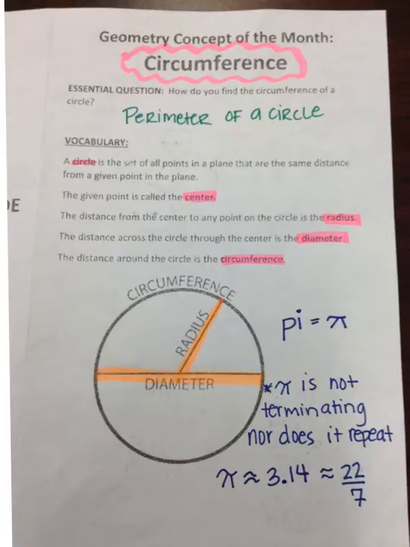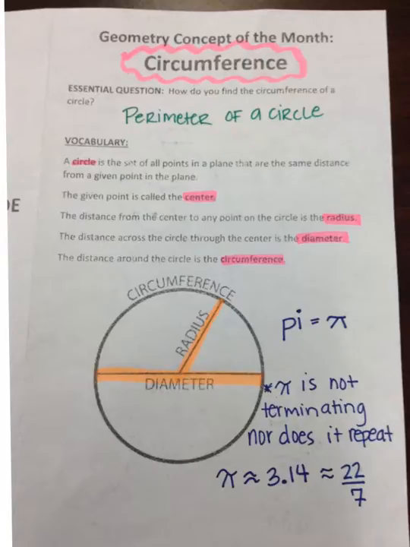Hi guys, and welcome to the video for our geometry concept of the month, which is circumference. Today we're going to go over how you find the circumference of a circle. Circumference is the distance around the outside of a circle, also known as the perimeter of a circle. But we can't find the perimeter of a circle the way we do for any polygon, because we can't just add up the sides of a circle, because a circle has no sides.